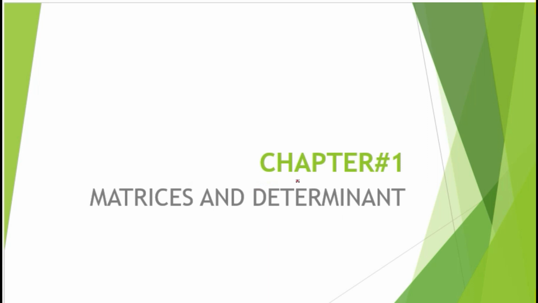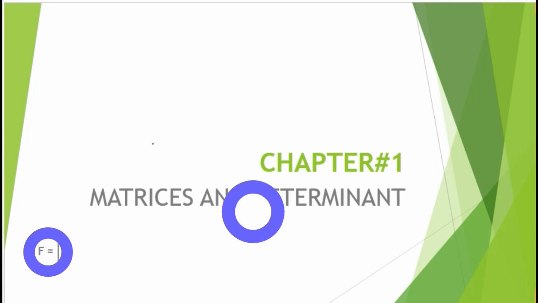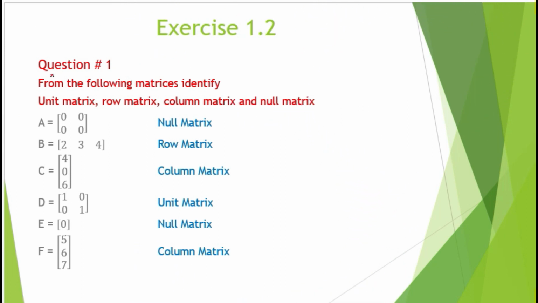Here we are studying chapter 1, matrices and determinants. Now we are solving exercise 1.2. So let's get started with question number 1. First question is, from the following matrices identify unit matrix, row matrix, column matrix and null matrix. First we memorize all these definitions and then we can solve it easily.